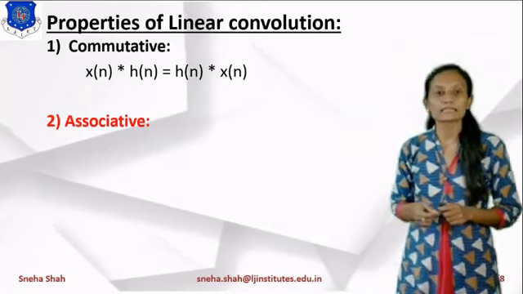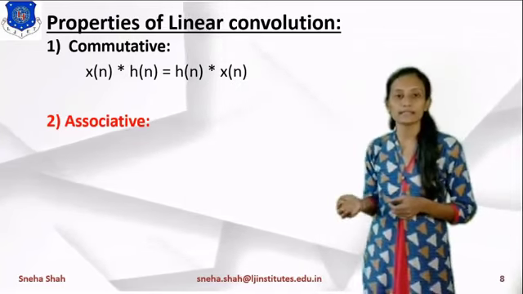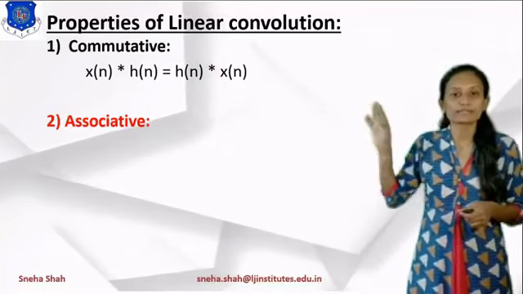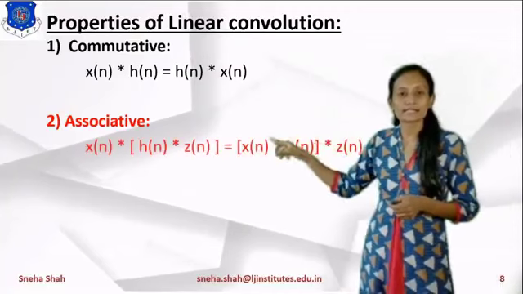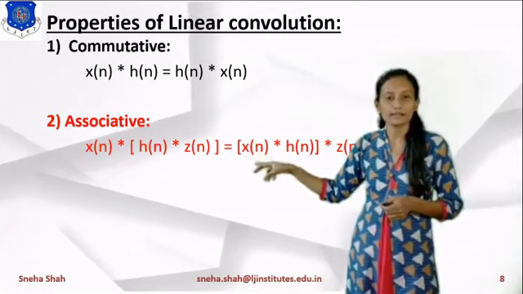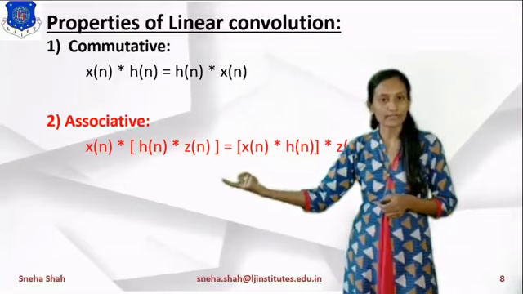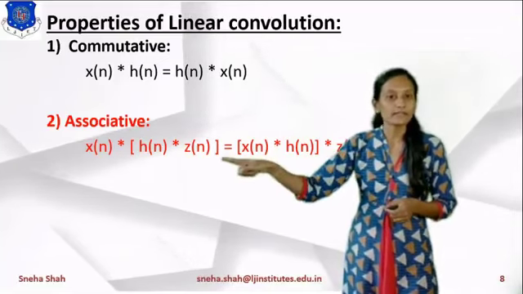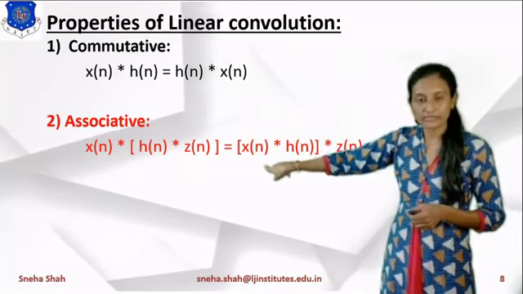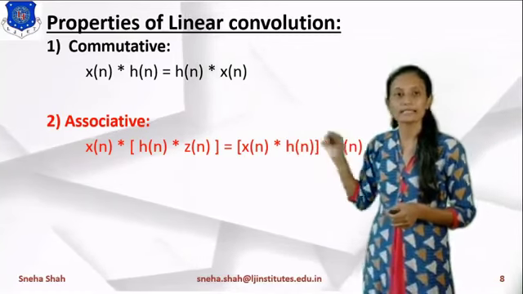Now the next property is the associative property. If we take three different signals and convolve them, then if the order changes, there will be no change in the output of the convolution. So it is considered the associative property. Here x of n is convolved with h of n and z of n. It means we first find the output of h of n convolved with z of n, and it will be convolved with x of n. Or if we first find x of n convolved with h of n, and the answer of this is convolved with z of n, both answers will be the same.